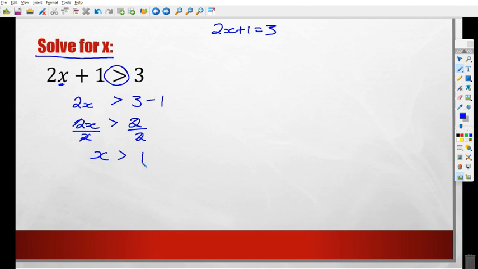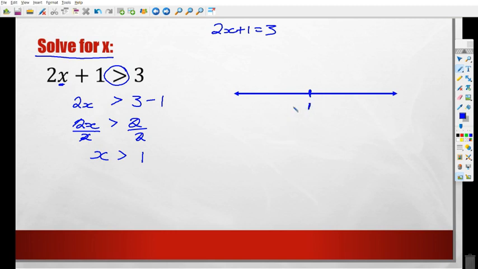Now whenever you're doing an inequality, you always want to represent the inequality on a number line. So what do I mean by number line? If I look here, I want to get a line here. Let's get a number line going. There's my number line. What's the value that x is greater than? 1. So I'm going to mark just 1. I usually just use the middle of the number line.